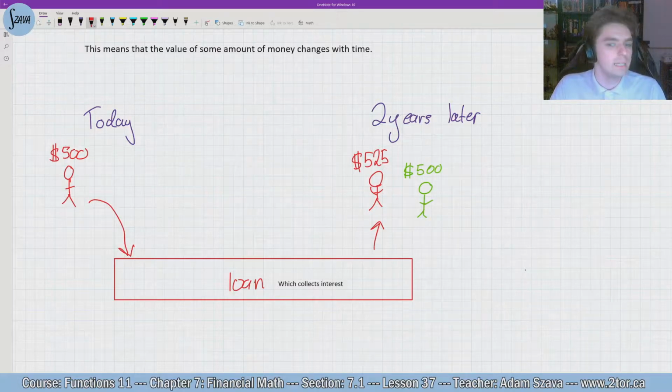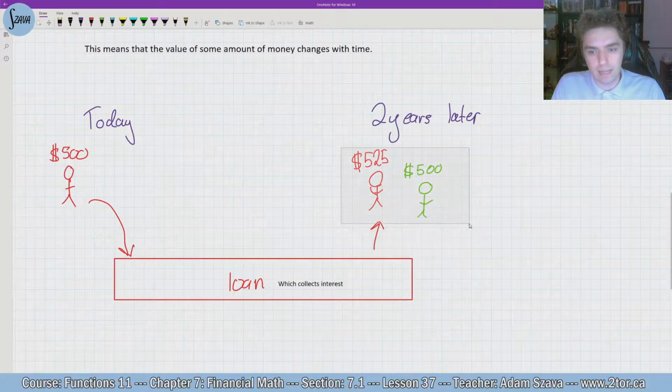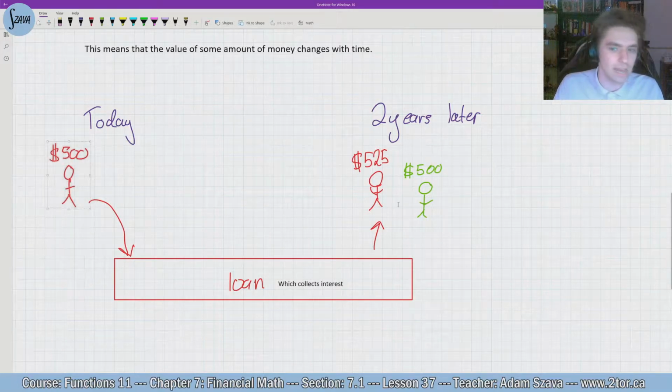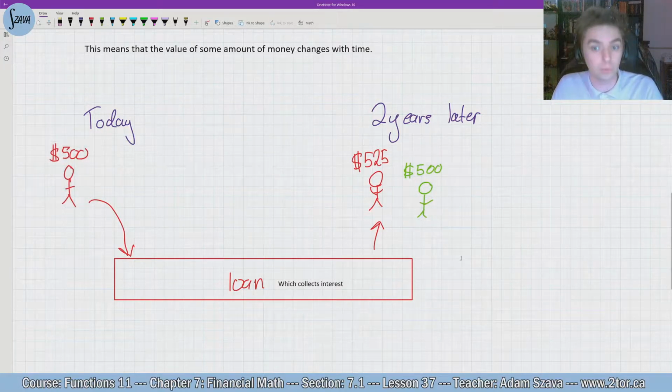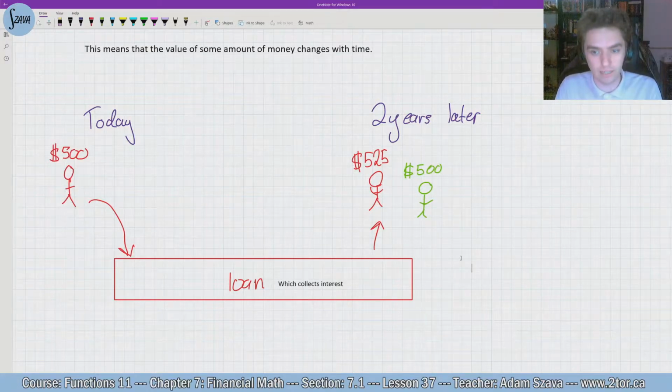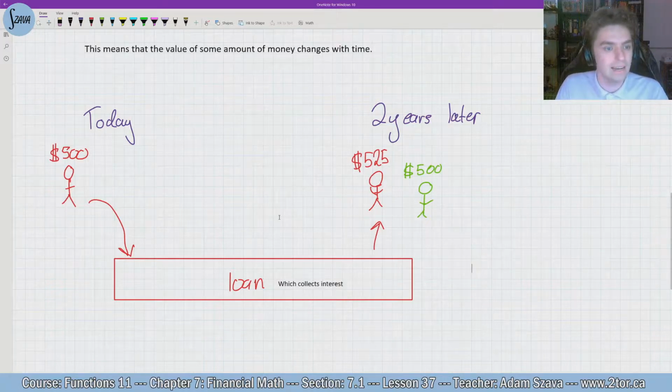So as you can see, if you compare the amounts of money that people have, you have to compare it at the same time. It doesn't make sense to say that I have $500 today and someone else has $500 2 years from now, and so we have the same amount of money, the same buying power. Sure, the actual number is the same, but the buying power, as in how much you can buy, is different.